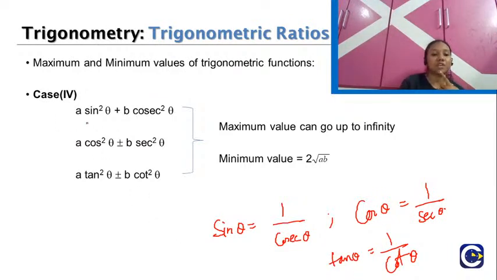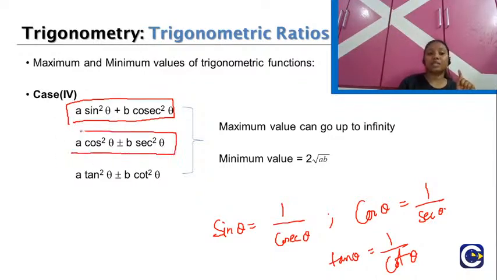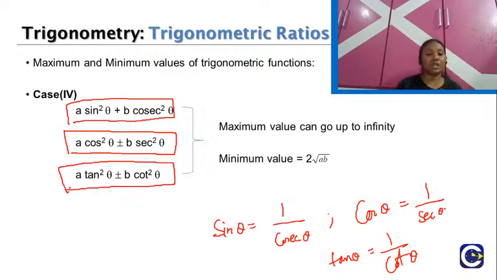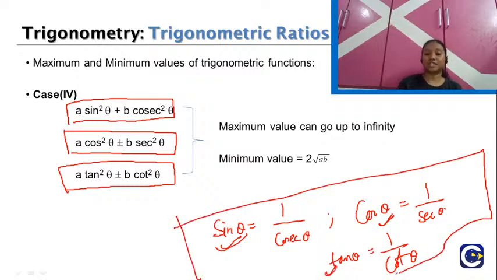So here you can observe a sin square theta plus b cosecant square theta. Similarly, a cos square theta plus or minus b secant square theta, and the third one is a tan square theta plus or minus b cot square theta. So this relation you can remember easily. That's why I have shown you these relations, because we have already known the other relations. So to remember this case, these relations make it easy.